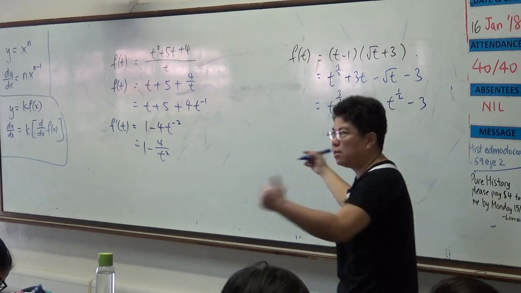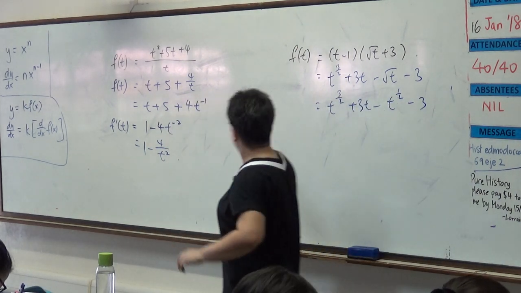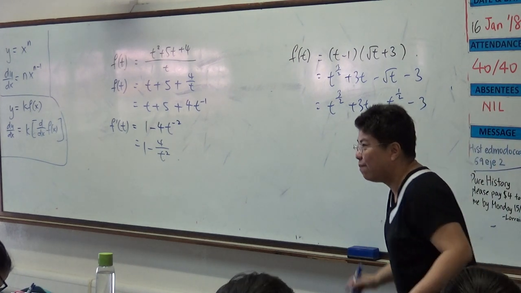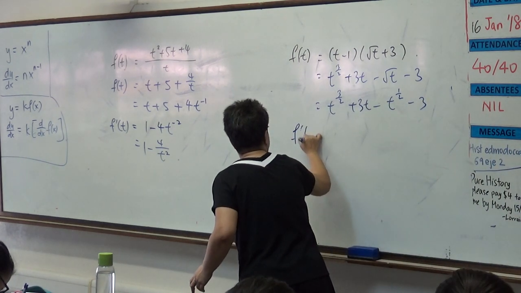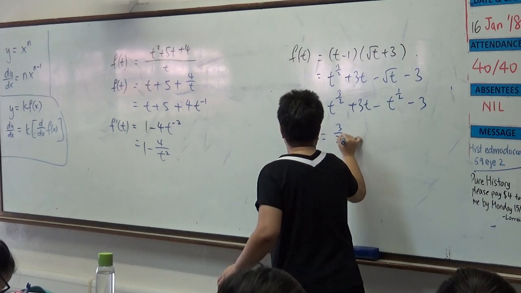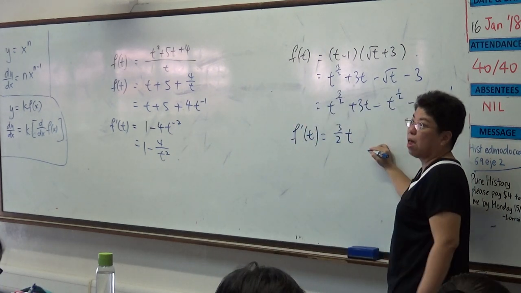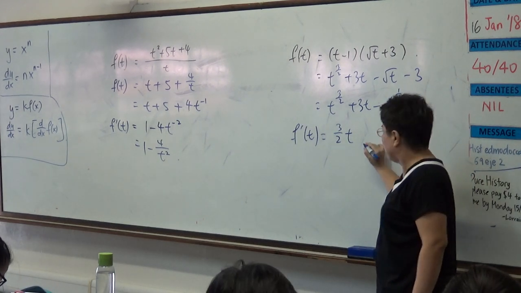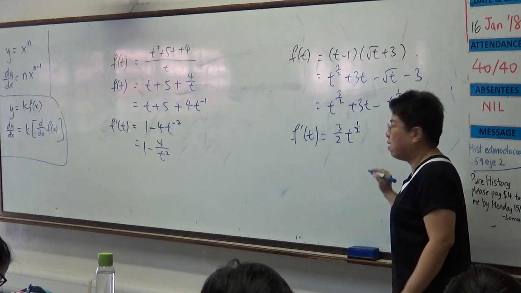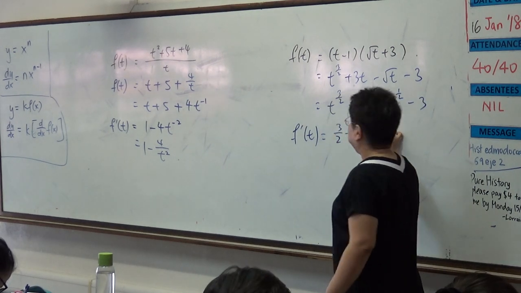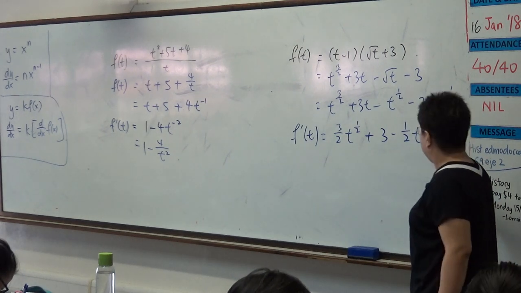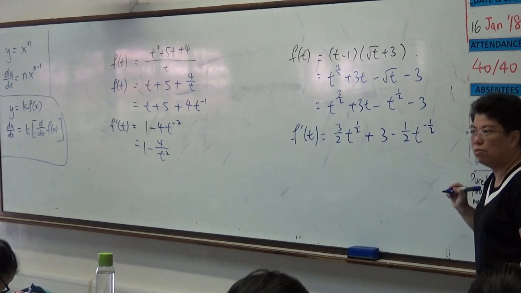Alright now. What's the next step? Some people are very cute, though. After they explain, they think they finish already. You must find the other one, T, understand? So F prime T will be 3 over 2 T to the 1 over 2. 3 over 2 minus 1, 1 over 2, half, plus 1. 3 minus half T. Minus half. What is? 0.